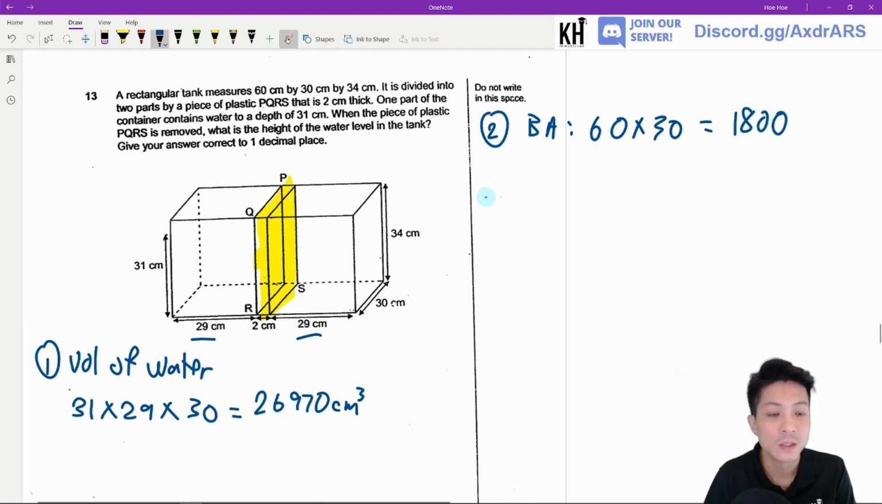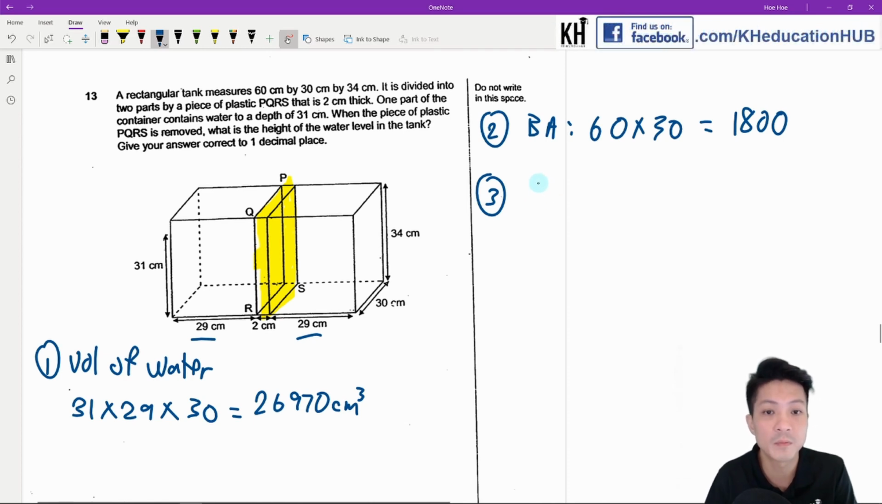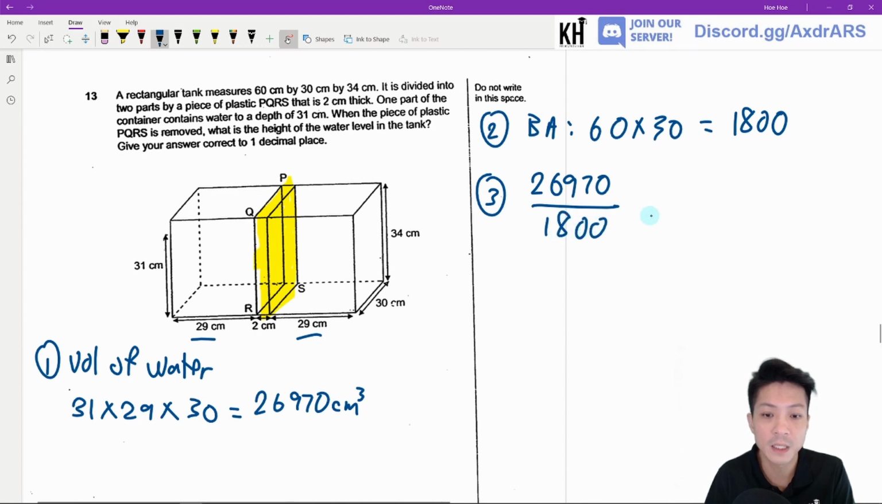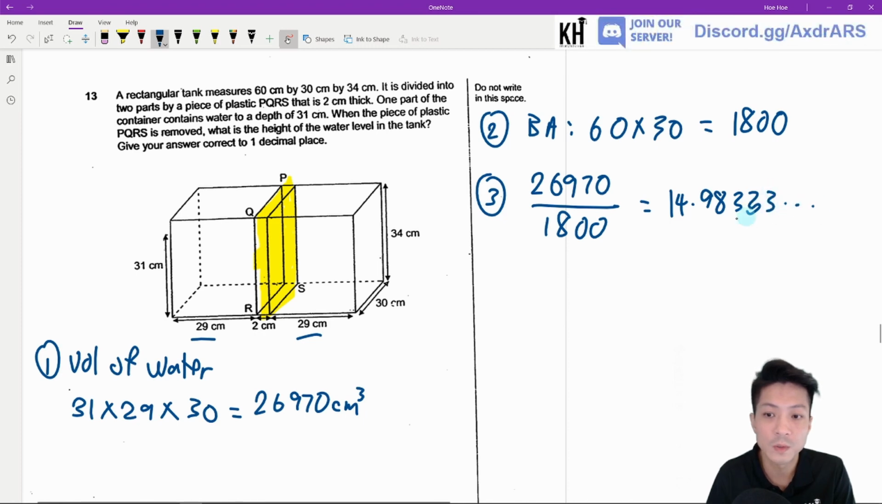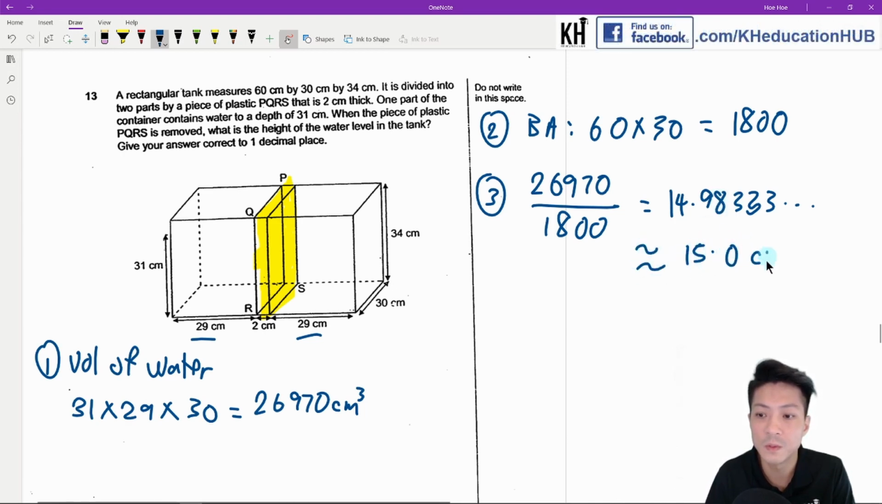1,800. So the third step, if you want to find the height of the water level in the tank after the plastic is removed, we're gonna use the volume of the water divided by the base area. So 26970 divided by 1800 is gonna give me 14.98333 and so on centimeter. So I need to round it off to 1 decimal place. 1 decimal place will be 15.0 centimeter.